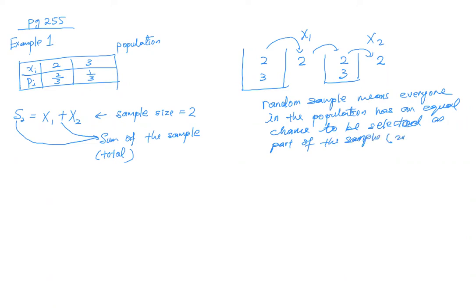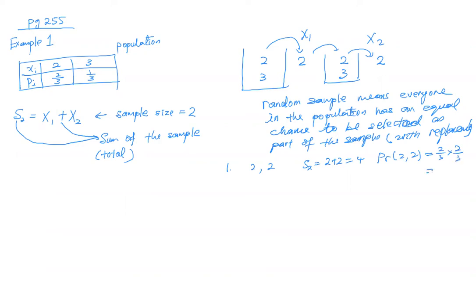In another word, must be with replacement. Understand? Must be with replacement. So that means you have one sample, 2, 2. So sum of 2 will be 2 plus 2, which is 4. Probability of getting both 2 is 2/3 times 2/3.